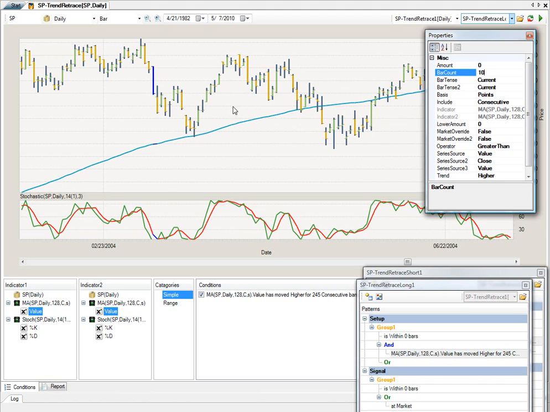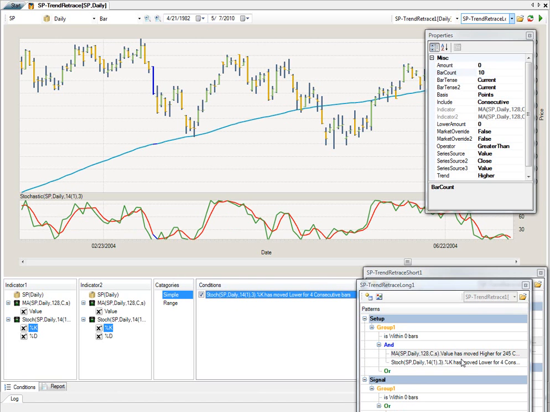Okay, so then I'm going to take a look at the %K, and I'm going to say, okay, what if %K has moved down a certain number of consecutive bars while the moving average has moved up a certain number of consecutive bars? So you have kind of a divergence between the shorter term %K, which is based on 14 days or 14 bars, and the 128 bar moving average. So I'm going to click on %K against itself, and we'll see that it moved lower 4 bars in a row on this particular bar.